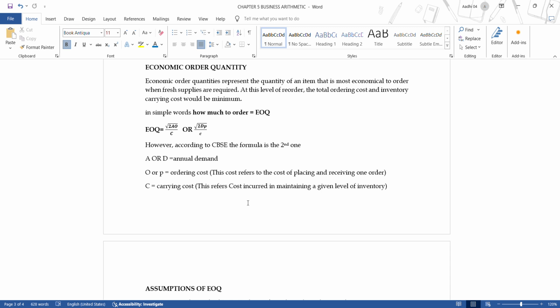Now according to your CBSE textbook, there are 4 levels of inventory level, and to maintain that particular inventory level there is a cost incurred. So that is known as carrying cost. I hope economic order quantity is clear. Again, economic order quantity in simple words means how much to order, or we can say it represents the quantity of an item to order when fresh supplies are required. Means to stock up the inventory, that is known as economic order quantity.